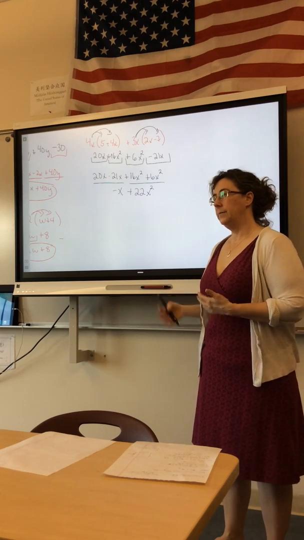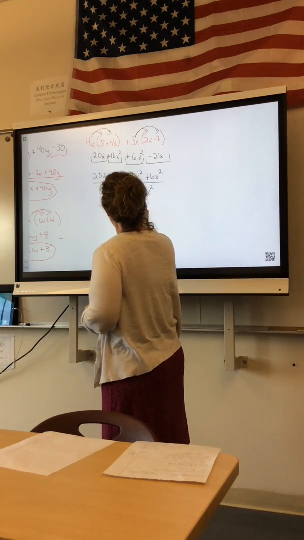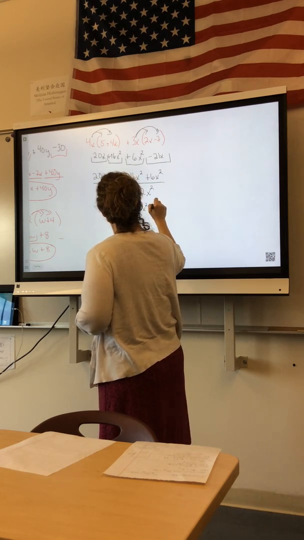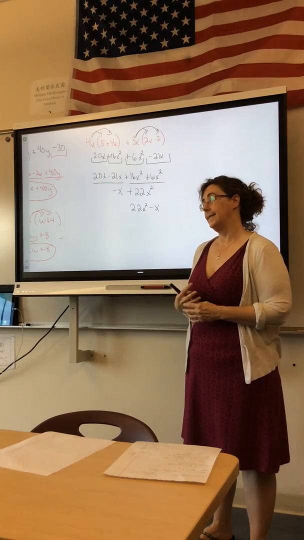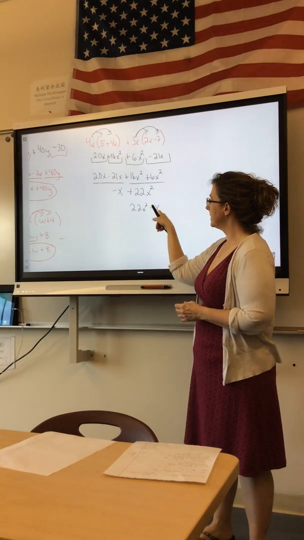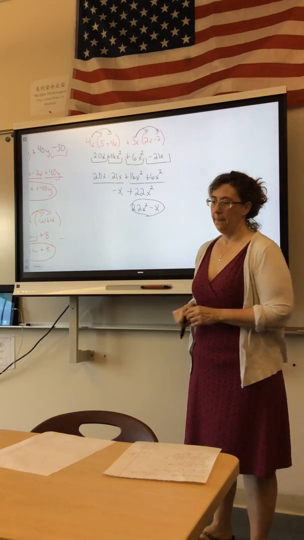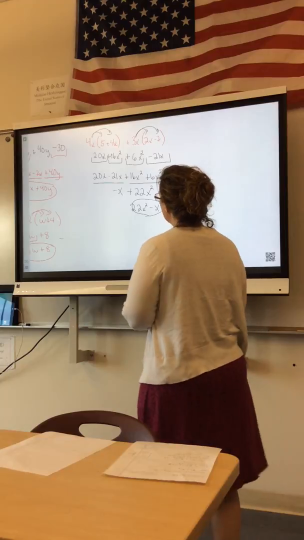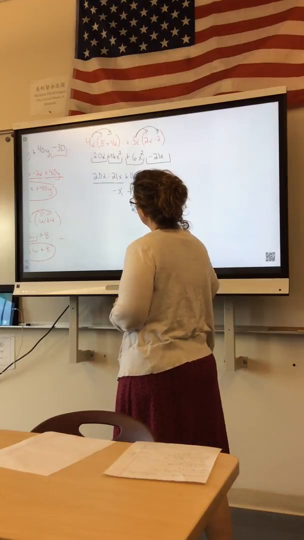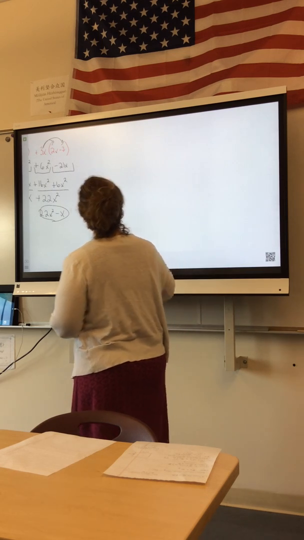I can clean it up a little bit. This is technically correct, but I can put it in a form where my leading variable or number isn't a negative. 22x squared minus x is the same. So it just cleans it up a little bit. Okay.